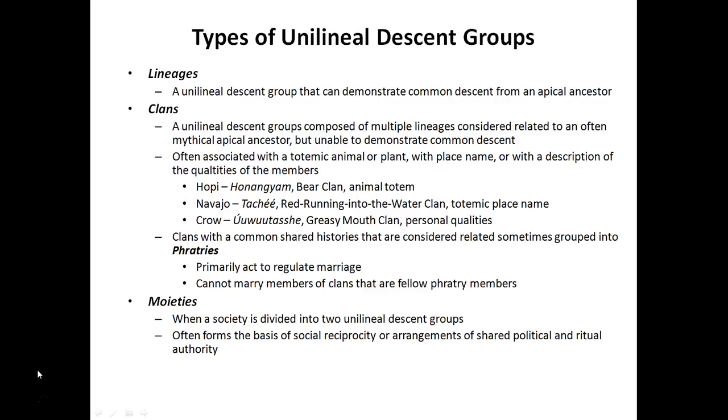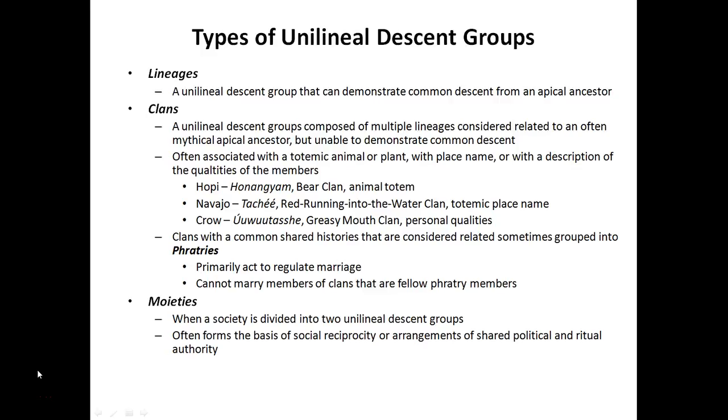Among the Crow, there are the Uatasha, the Greasy Mouth clan, which reflects the personal qualities of its members and is related to a story of their great hunting ability, and that they had lots of high-quality bison meat, and the members of the clans, their mouths were always filled with grease from all of this good meat they were eating, and they could spit into the fire and it would burst into flame.